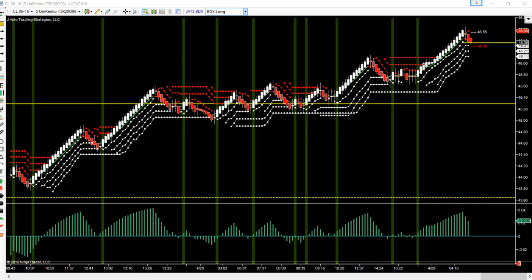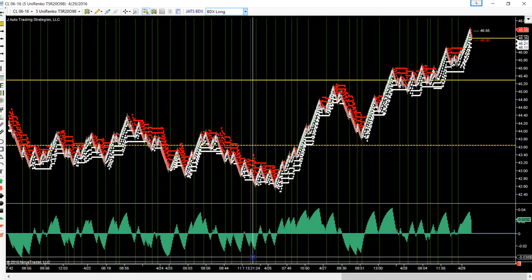Hey, good morning. We need to send Obama back to Saudi Arabia more often. Check out the move in crude. Unbelievable. It has just been ripping lately.